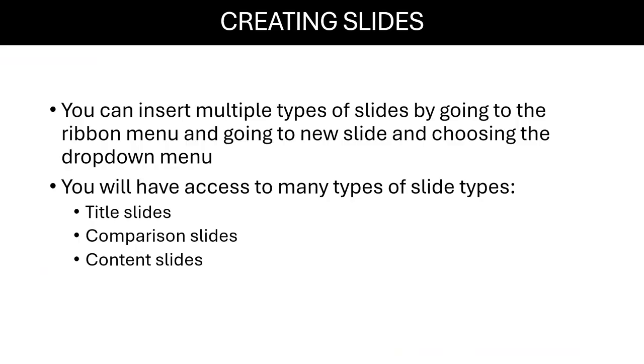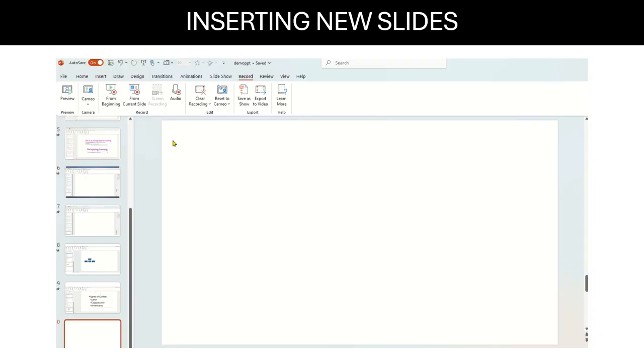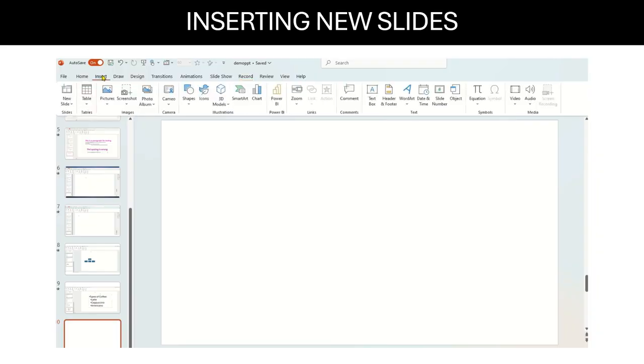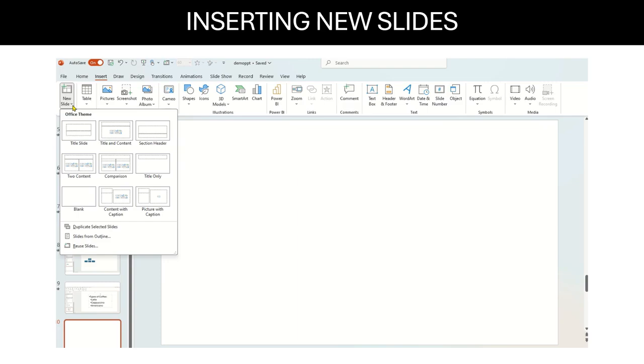Now let us start creating the slides. You will see there are many different types of slides that you can choose from. Let us see how a new slide is inserted. We go to the main menu, select insert, and look at this button, which is called new slide. Click on this little drop down button.